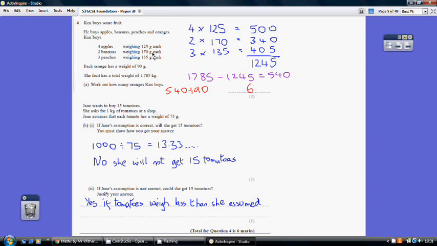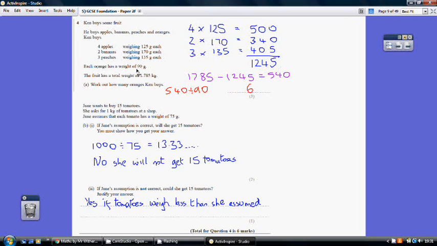2 bananas weighing 170 each. So 2 lots of 170 is 340. And then 3 peaches weighing 135 each. 3 lots of 135 is 405. So that in total, when you add those 3 up, is 1245. Now the fruit weighed in total 1785 grams. Take away the 1245 grams, gives us 540 grams of weight left over.